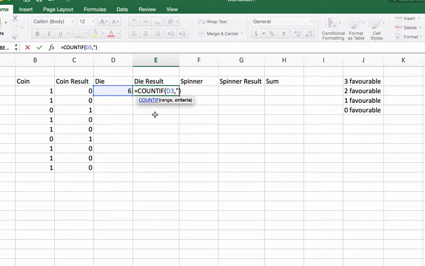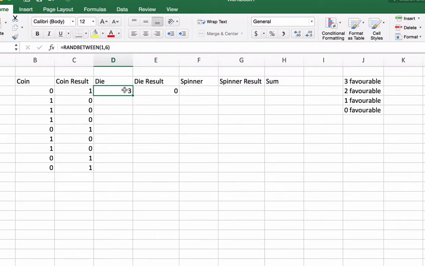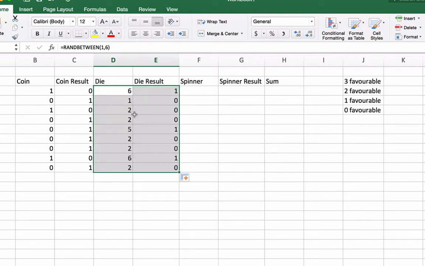which would be 4, 5, or 6, will be a successful outcome. And if you remember, if you roll a 4, 5, or 6, then you win. So I'm going to use my greater than sign, and 3, and close it with quotations. And see, if you roll a 3, you get 0, which signifies you didn't win. And I'm going to copy this down to make sure my formula is working. So here where I get a 6, I get a die result of 1. When I roll 1, 2, I get a die result of 0, and 5 is a die result of 1.